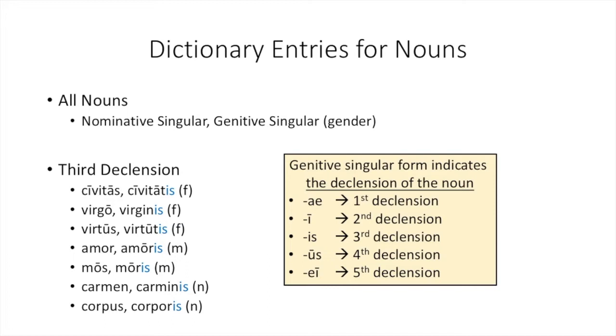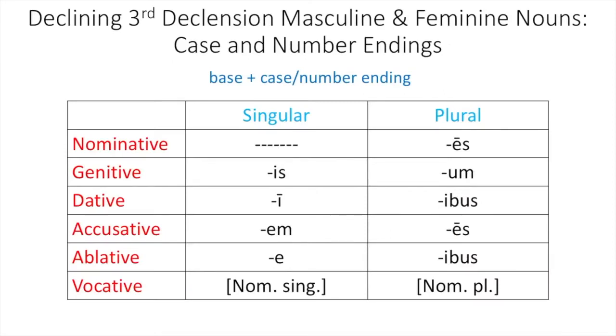Of course, there are nouns that don't quite fit this pattern, so virgo, virginis, or mos, moris don't quite fit. So make sure you memorize the gender when you memorize the dictionary entry of your vocab words. And sometimes these patterns help you, sometimes they don't, so you cannot always rely on them. So let's talk about our endings.